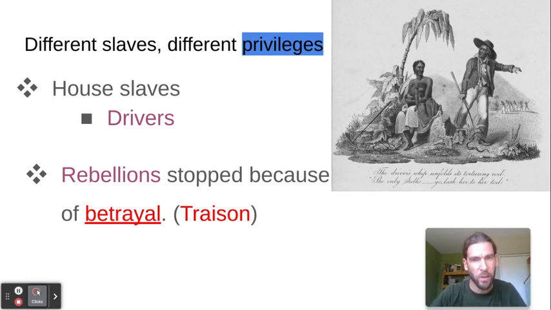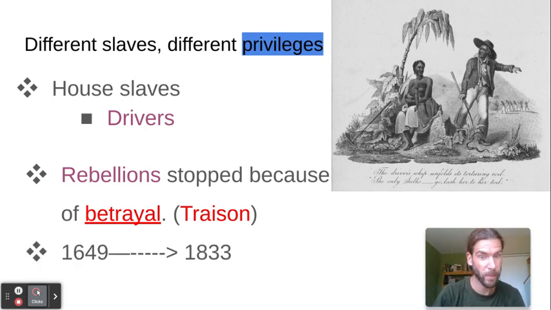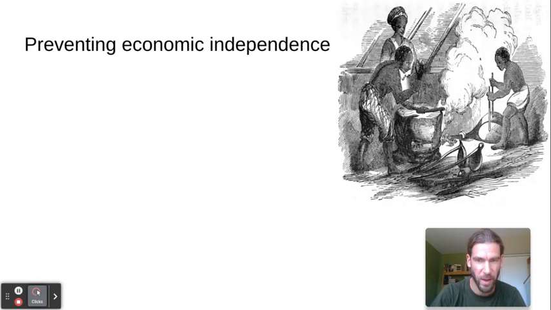So there are instances known to us in 2023 that rebellions were stopped because of betrayal by other slaves, trahison. We have a lot of examples in the British Caribbean of this happening.